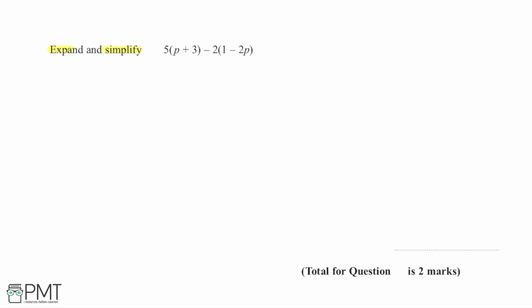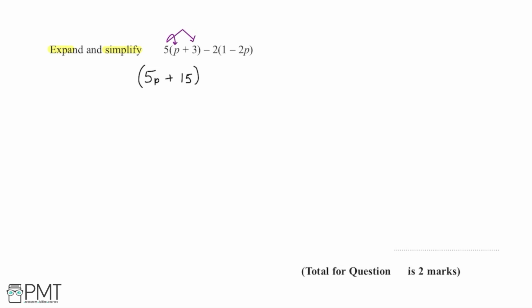So if I take this first bracket first, I need to multiply p plus 3, the bracket, by 5. And I can do that by taking 5 and multiplying it by p and then 3 separately. So 5 multiplied by p plus 5 multiplied by 3. So 5 multiplied by p gives me 5p plus 5 multiplied by 3 gives me 15. I'm just going to put that in brackets because that represents what I've just done with the first bracket.